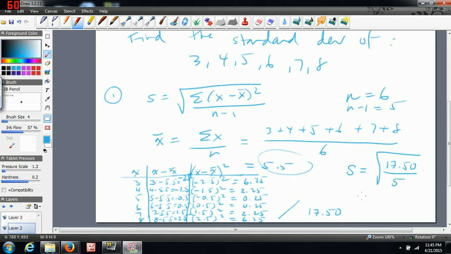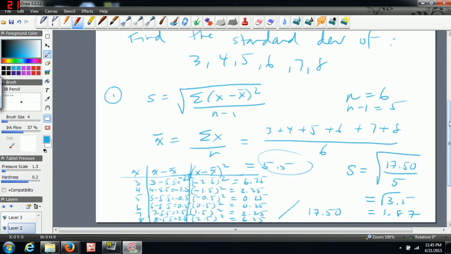Okay, so that would go here, and then you would get root 3.5, and finally you would get 1.87 as your final answer. Okay, so this is using the formula for standard deviation. Like I said, there are some advanced scientific calculators that do this for you by just plugging in the values and you just press the button and you can find it. However, if you just have a standard scientific calculator, then you would have to use the formula.